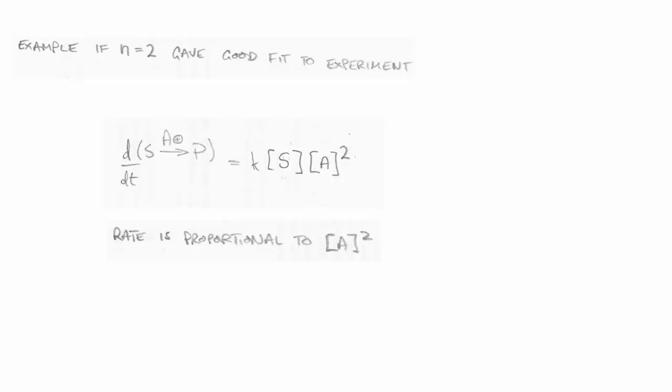So for example, if n equals 2 gives a good fit to the experiment, i.e. the differential rate for that process is given by Ks times A squared. The rate is now proportional to the amount of activator squared, and that could indicate that substance A must form dimers before it can activate the reaction, so it might have a physical meaning.